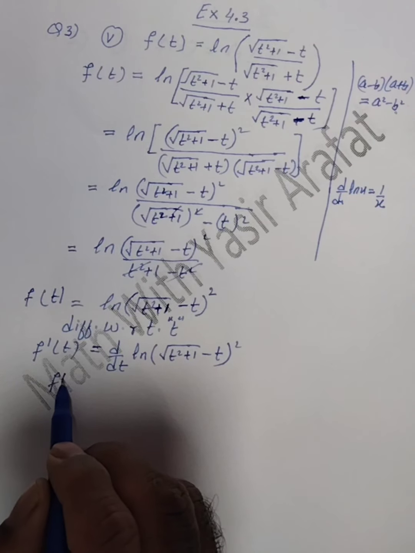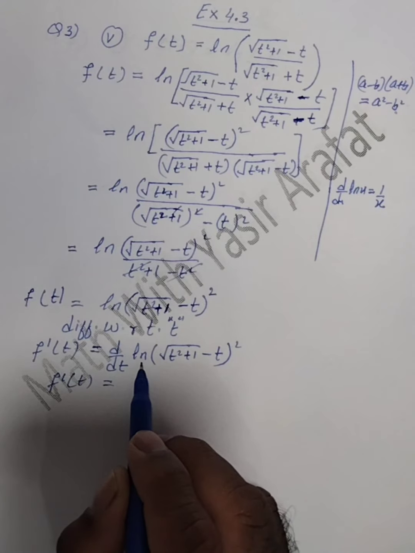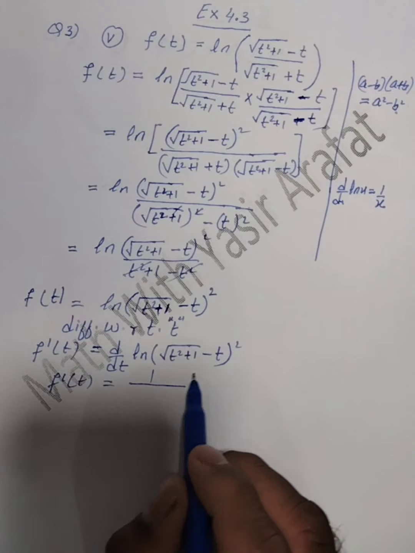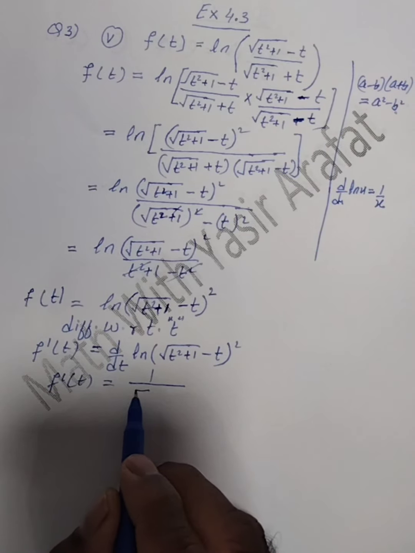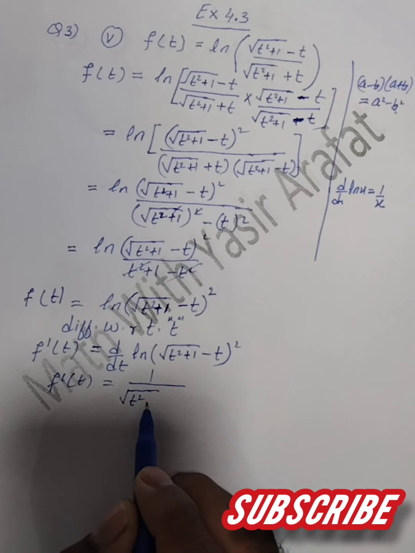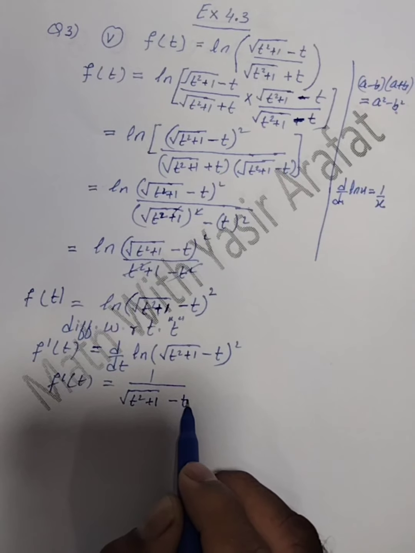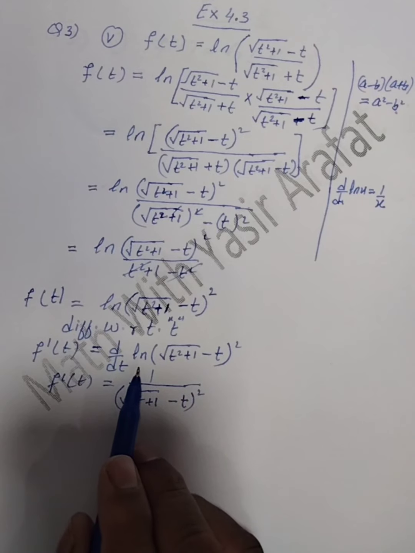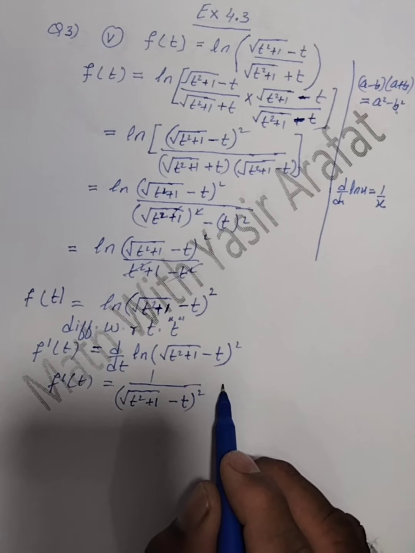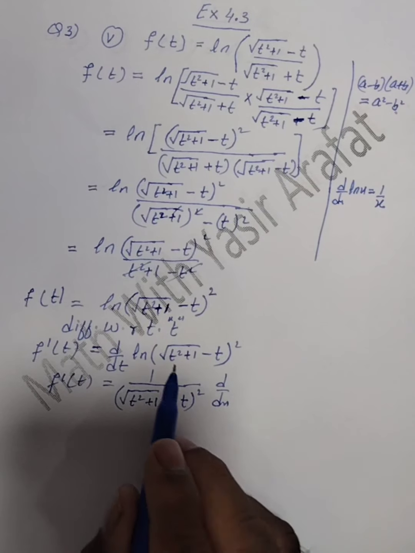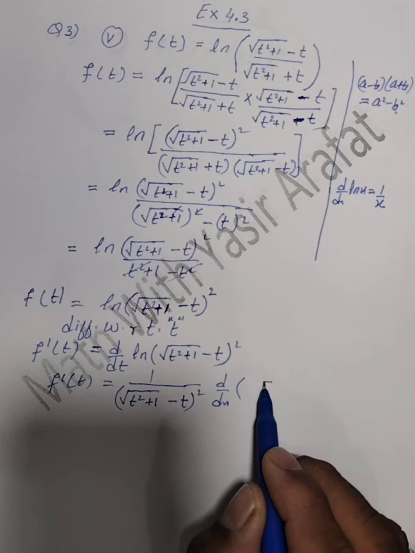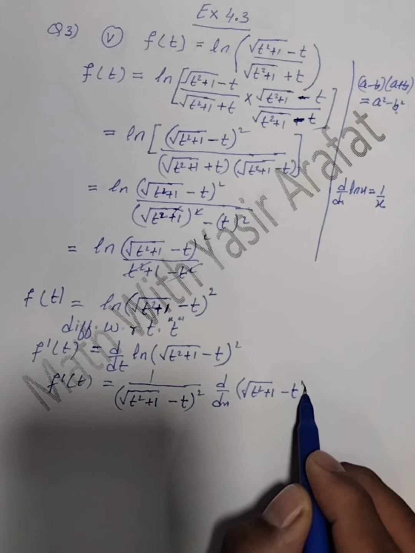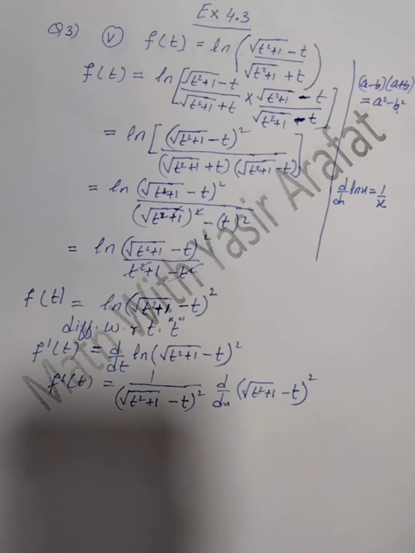Now the derivative of ln is 1 over x, where x means the whole value, so this is 1 over (radical t square plus 1 minus t) to the whole square. This is the derivative of the ln function. Now we have to find the derivative of the whole function, (radical t square plus 1 minus t) to the whole square.